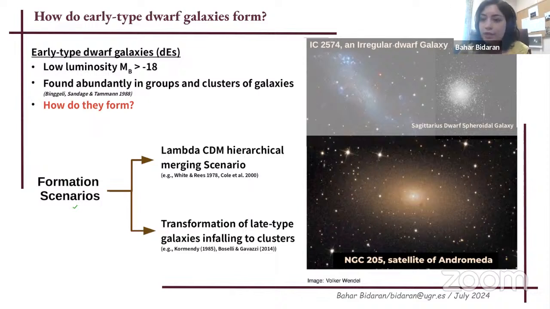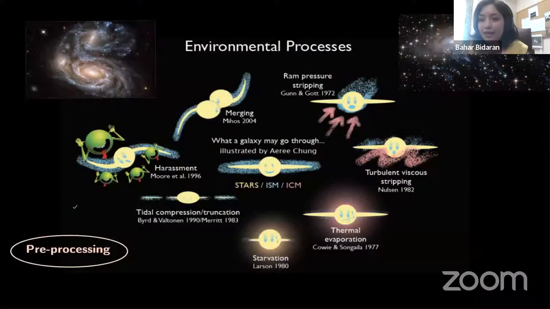And there is some observational evidence supporting this scenario. The other one, which is more famous and has more observational backup, is the transformation due to environmental effects. This scenario suggests that present-day early type dwarf galaxies that we see in clusters are actually remnants of late type star-forming galaxies that came to the cluster, or to the group, and transformed due to the environmental effects. I'm saying environmental effects every time, but what do I actually mean by that?